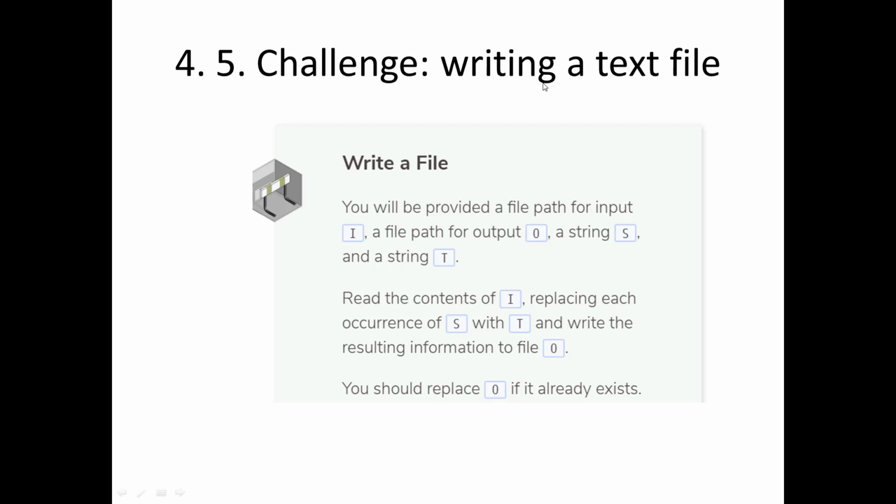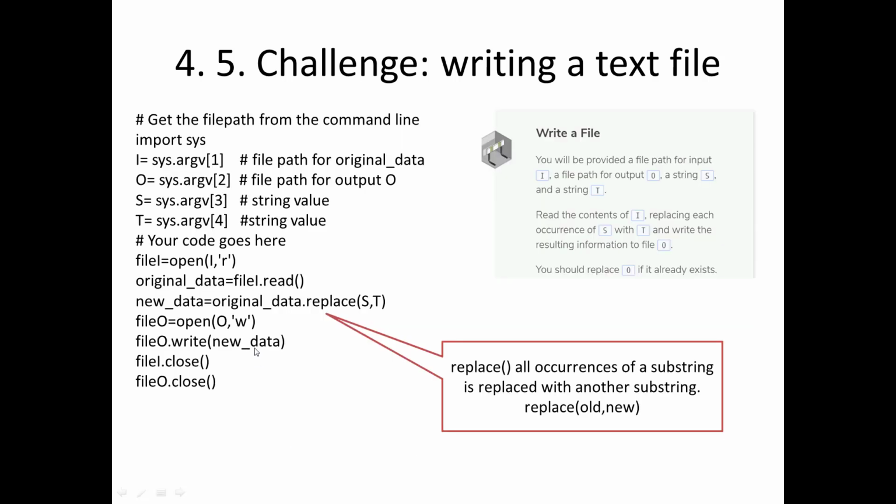Our next challenge is writing a text file. In this challenge, you're getting a file path for an input file I and a file path for output O and a string S and a string T. So we're supposed to read the contents of our input file, replace each occurrence of the string S with the string T, and write the resulting information to the file O. And we should replace O if it already exists. So that's a clue about the mode we're going to use when we open the file O.